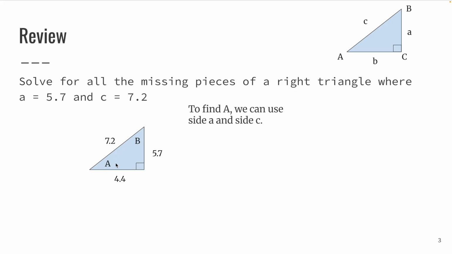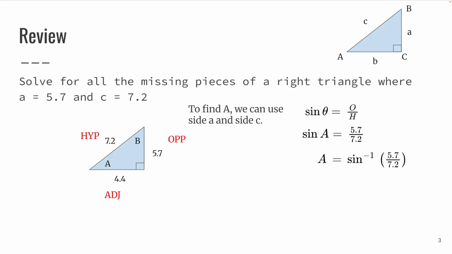So if I'm looking for angle A and I'm using side A and C, that tells me that this is the hypotenuse. This is opposite because it's opposite A. This will be adjacent. And so I'm thinking about which trigonometric ratio uses opposite and hypotenuse, and that is the sine function. So sine of A is 5.7 over 7.2. I'm going to do the inverse sine in order to get my angle. And I get 52.34153 and so on. I'm going to round that to 52 degrees.